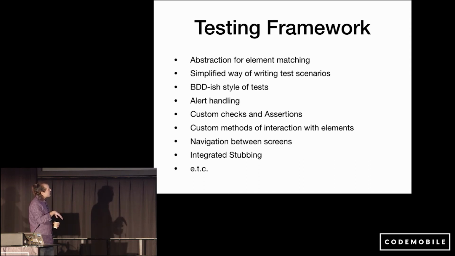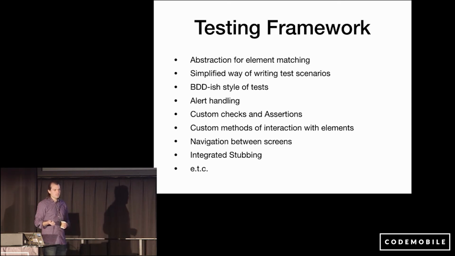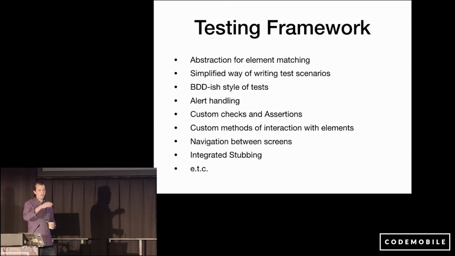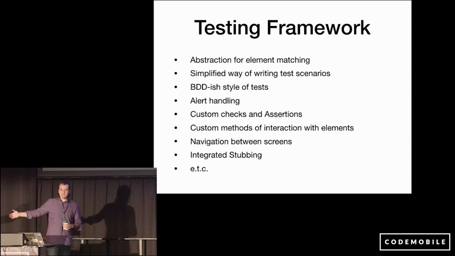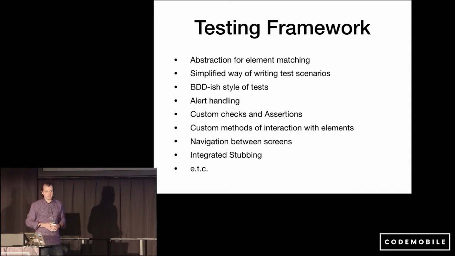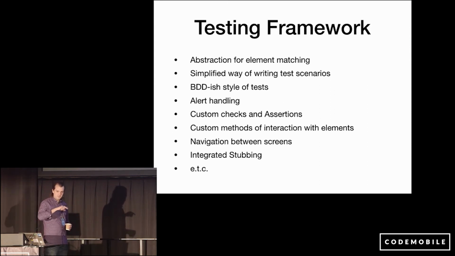We did a bit of alert handling in there, and some internal things like custom checks and assertions, custom methods for interactions with elements, and navigation between screens. So we have a function saying, okay, given I'm on this specific screen, and the framework will know how to navigate to it based on the screen structures and screen combinations we defined for this framework. It's a bit more automation help for QA. You don't need to write every single step to navigate to the payment screen, which is 5 or 6 screens down. You can simply say, given I'm on the payment screen, and the framework will do all the clicks for you.